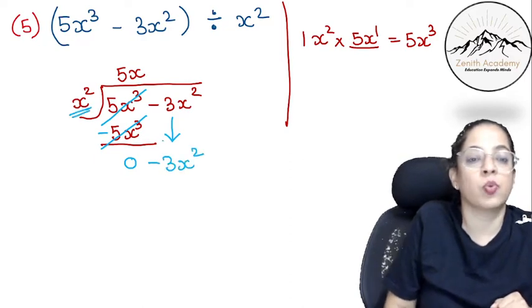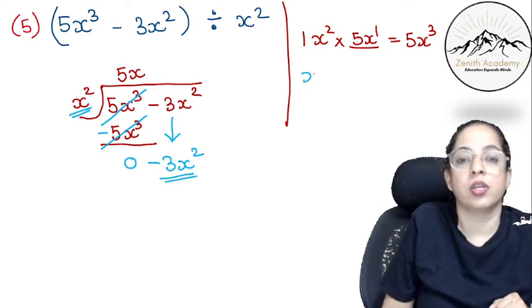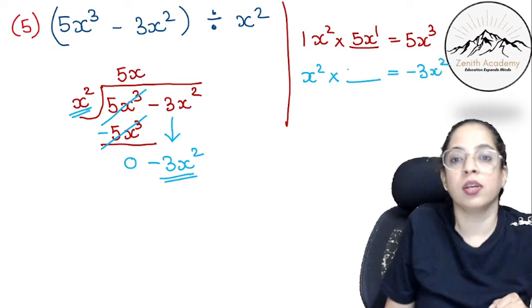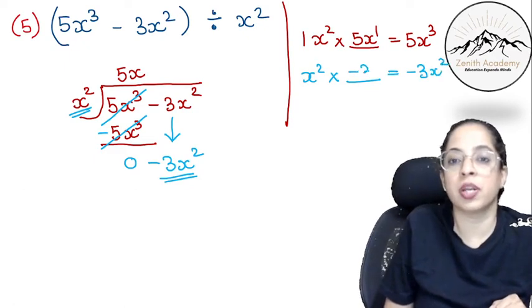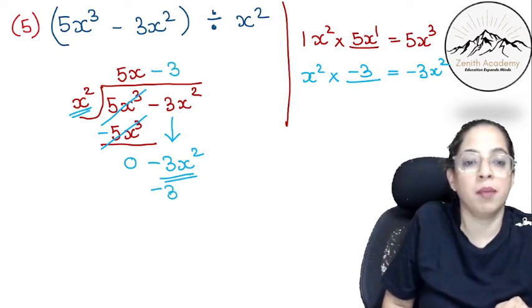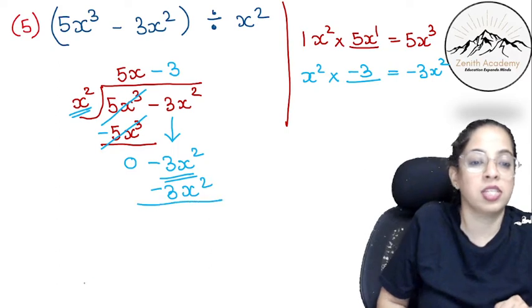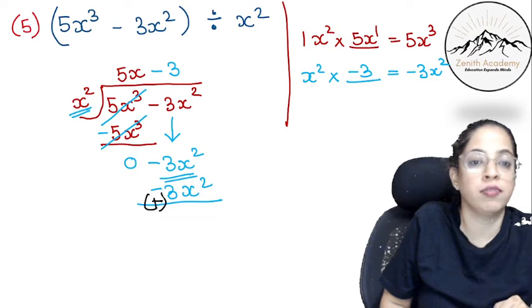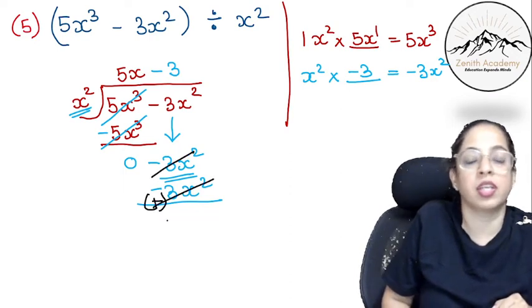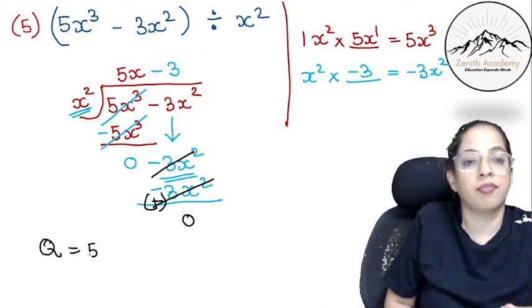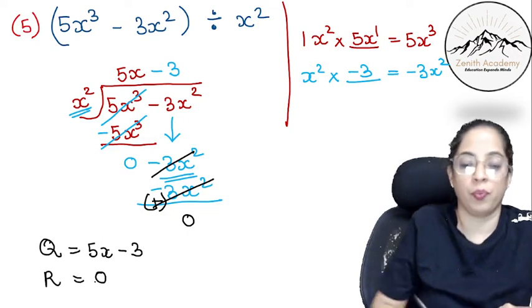Now here there is x square. Here there is minus 3x square. So x square into what should give you minus 3x square? So x square is there. You have to just multiply with minus 3. So here you will put a minus 3 and this will become minus 3x square. Now since you are subtracting it, you will have to change the sign to positive. So minus 3x square and positive 3x square gets cancelled. You get a 0. So the quotient is 5x minus 3 and the remainder is equal to 0.